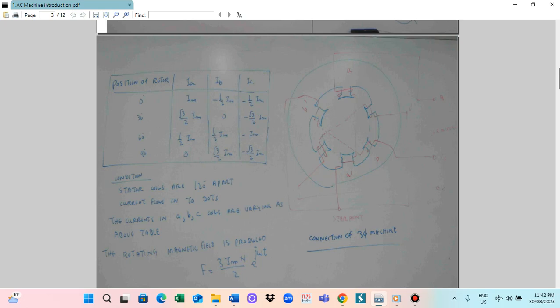And the rotating magnetic field produced can be calculated by this formula: F is equal to 3 I_m by 2 multiplied with e power j omega t. So this is for the current produced in the 3-phase AC machine. Connected, so we can draw the stator winding direction here.